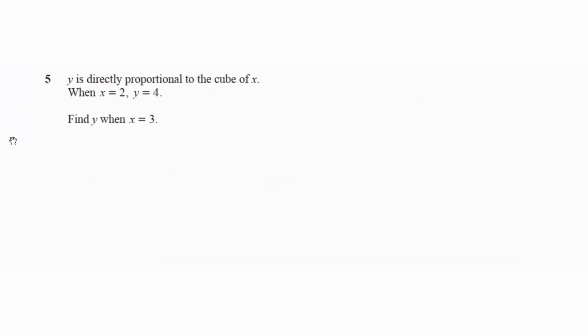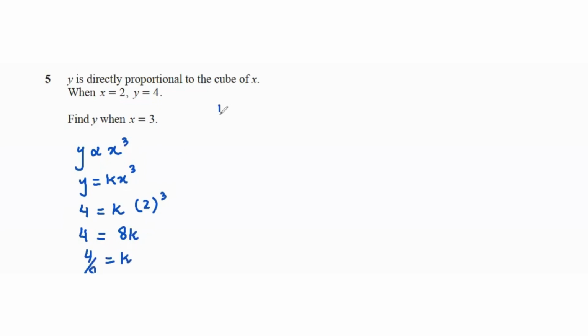Next question says y is directly proportional to the cube of x. When x is 2, y is 4. Find y when x is 3. So if it's directly proportional to x cubed, that's going to be y equals kx cubed. When y is 4 and x is 2, we'll find the value of the proportionality constant, which is k. So that's 4 equals 8k. 4 over 8 equals k, which is 1 over 2.